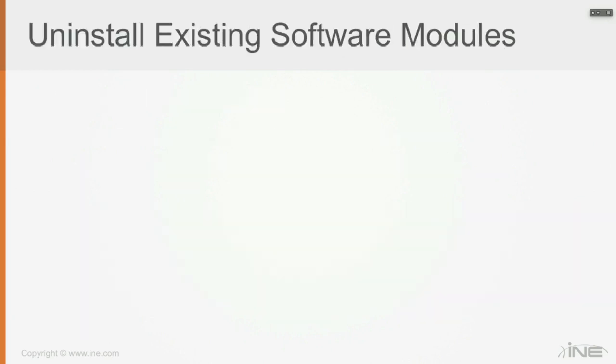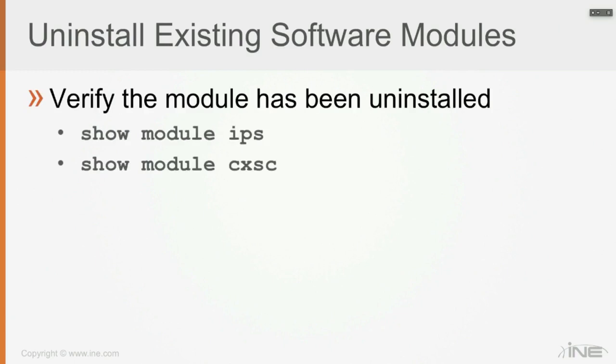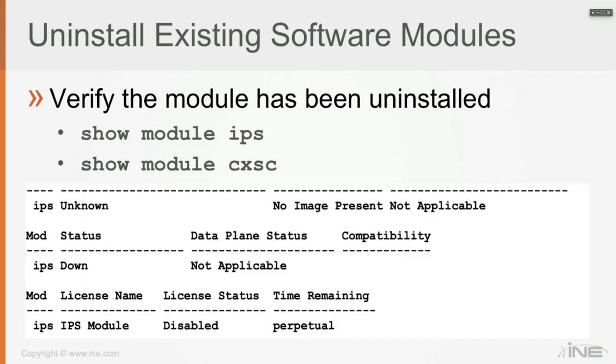Now before we move on, you verify again that the module has been uninstalled. So you say show module IPS or show module CXSC, and if the module was successfully uninstalled, you're going to see it in the down state likewise, but you're going to see that the image is unknown. So when you see, as in here, IPS unknown, no image present, it means that the module has been successfully uninstalled.